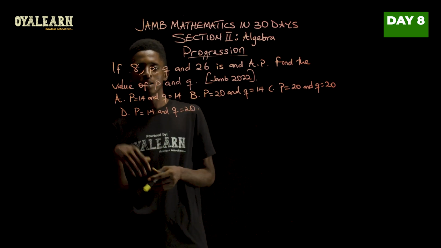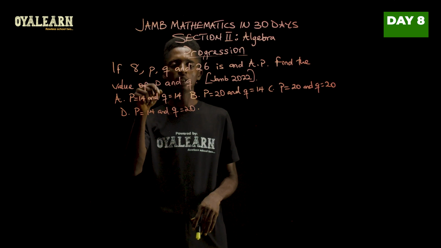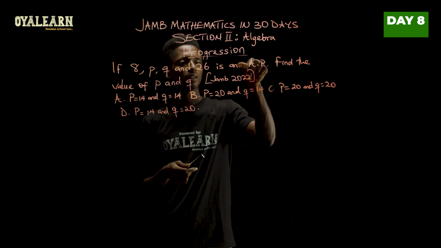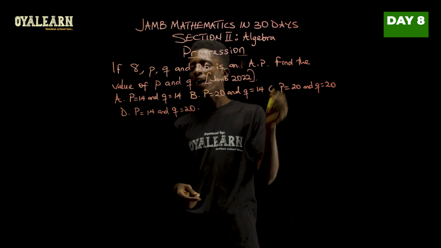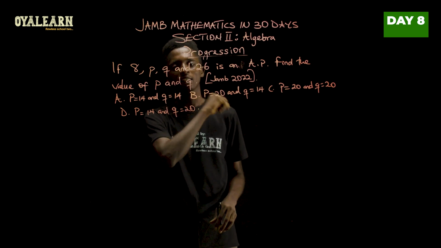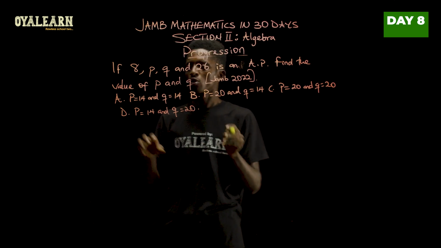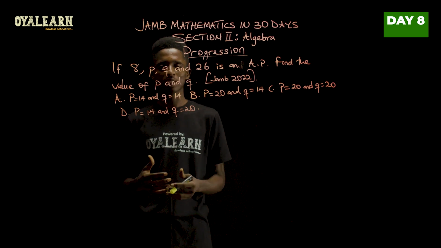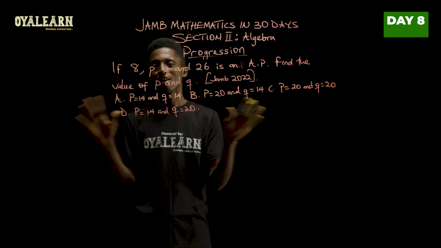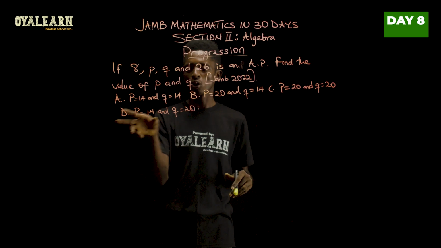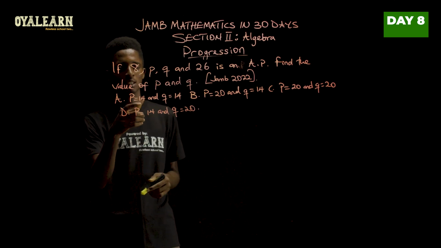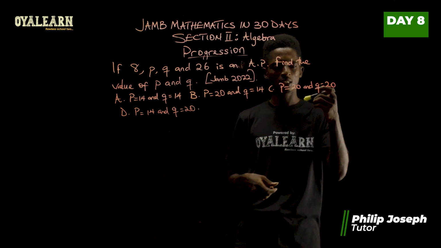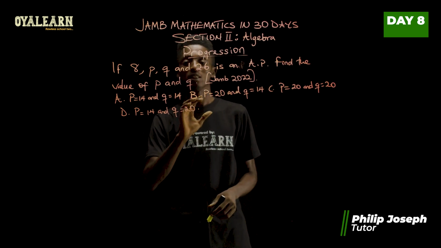Now this question says if 8, P, Q and 26 is an AP, if it is an AP, find the value of P and Q. Good. So when you look at this kind of question, it's one of those that even without calculating or doing any kind of solving, you can arrive at an answer, right? Because when you look at the options here, you see P is 14, Q is 14, P is 20, Q is 14, P is 20, Q is 20, and then P is 14, Q is 20.